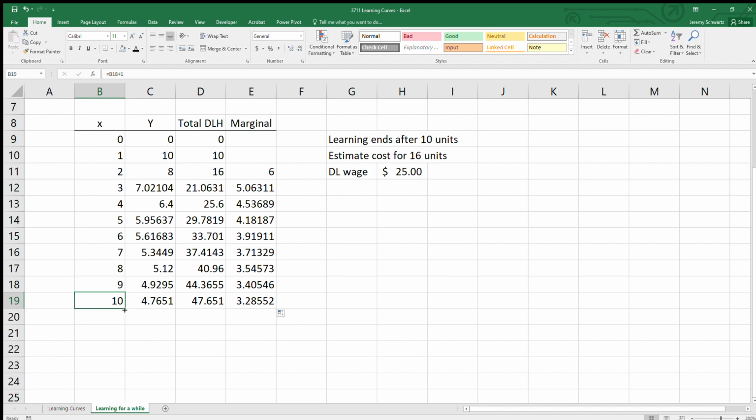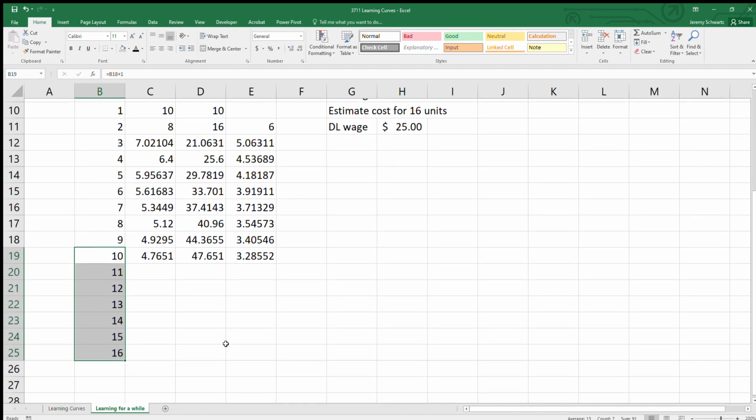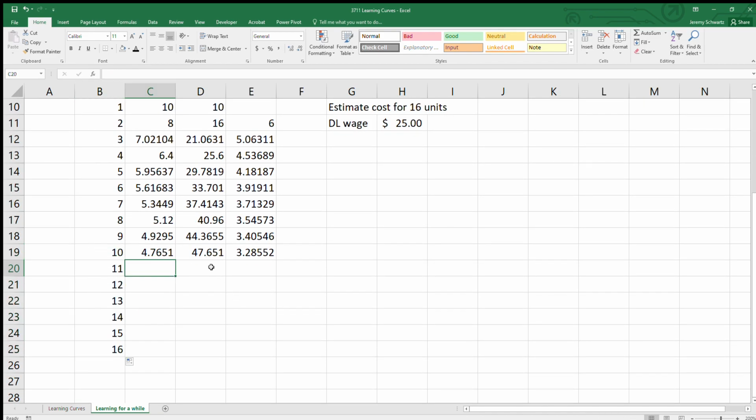So as we go from 11 to 16, got it this time. Now what we're going to do is change this formula. So this is going to be the rate going forward: 3.285. So that's the additional. At this point, it's been significant learning from 2 to 10. We've gone from 6 hours per unit to almost half that, 3.289.